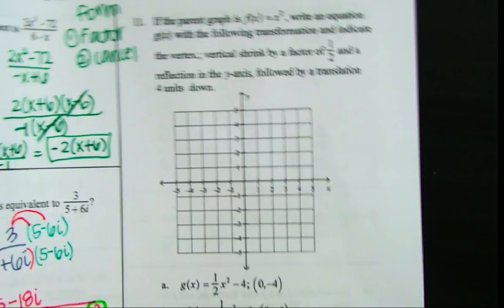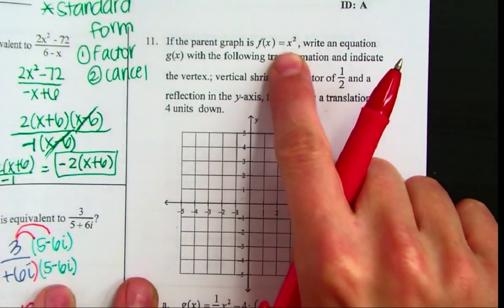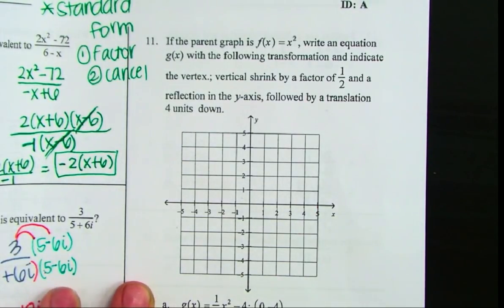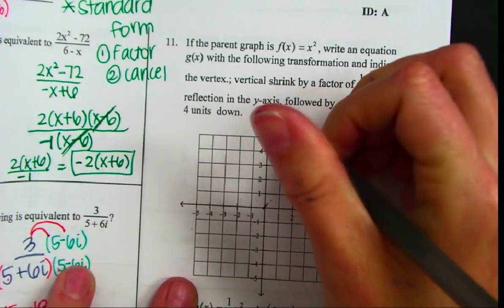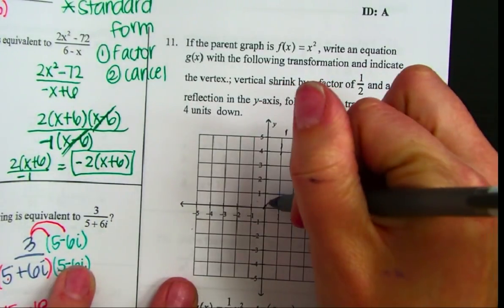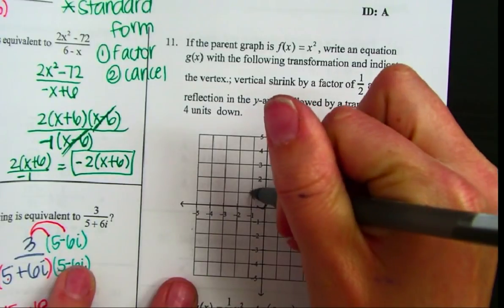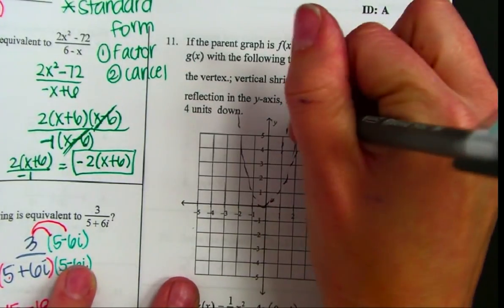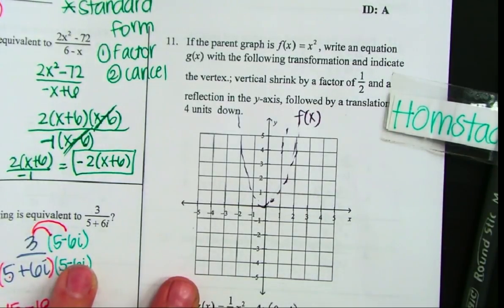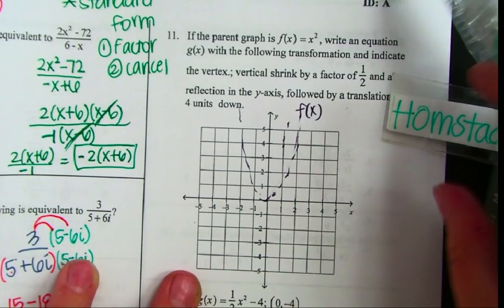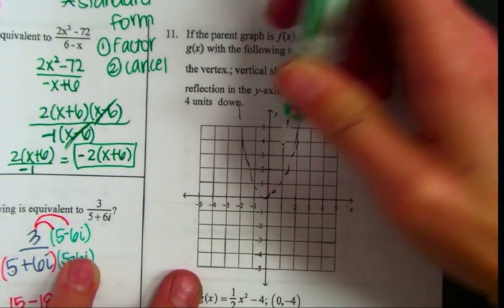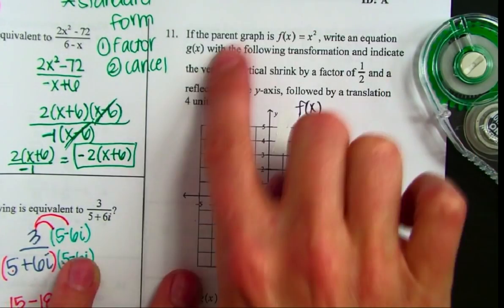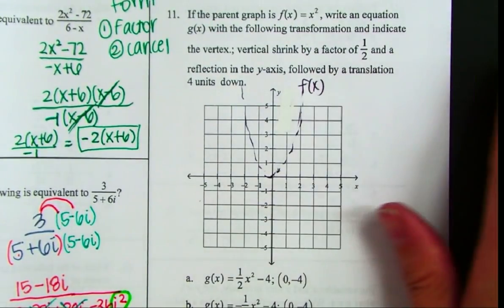Number 11, they're telling us our parent function is x squared, so it's going to be a parabola at 0, 0, and then we can just kind of do our parent function. Whoops, I'll draw the parent function here. It's always at 0, 0. There's our parent function f of x. So what they're asking us to do is to apply these transformations, and I'll just wipe this out so no one gets confused. We're going to apply these transformations and then pick our new function after the transformation.